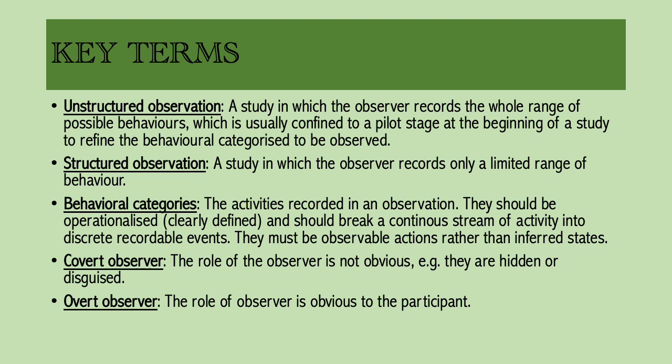And then overt is the opposite. Overt observer is when the observer is obvious to the participant. For example, I'm pretty sure you have been in a classroom where there is another teacher observing the class. That teacher observing at the back is considered an overt observer, where the participants know that the person is an observer. So, covert and overt observer.